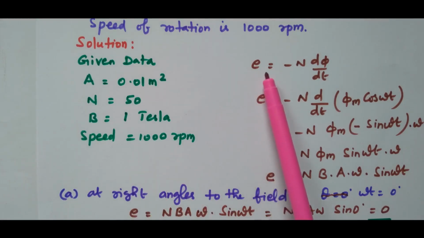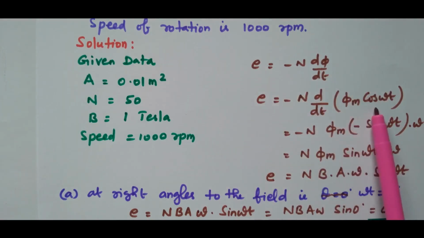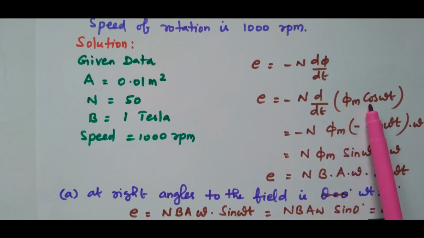Now we know that E equal to minus n dφ/dt. This φ is nothing but φm cos omega t. So we need to differentiate with respect to t. So minus n, this φm is constant. The differentiation of cos omega t is minus sin omega t into omega. Here one minus and another minus, so it becomes plus n φm sin omega t into omega. That is E equal to n B A omega into sin omega t.